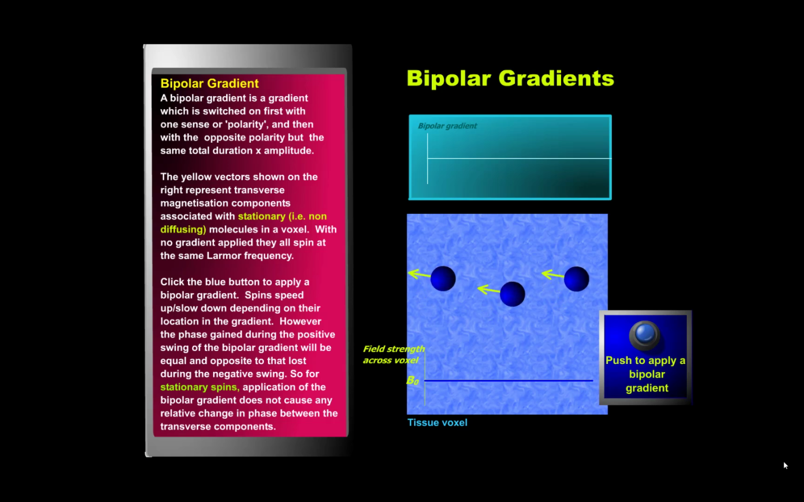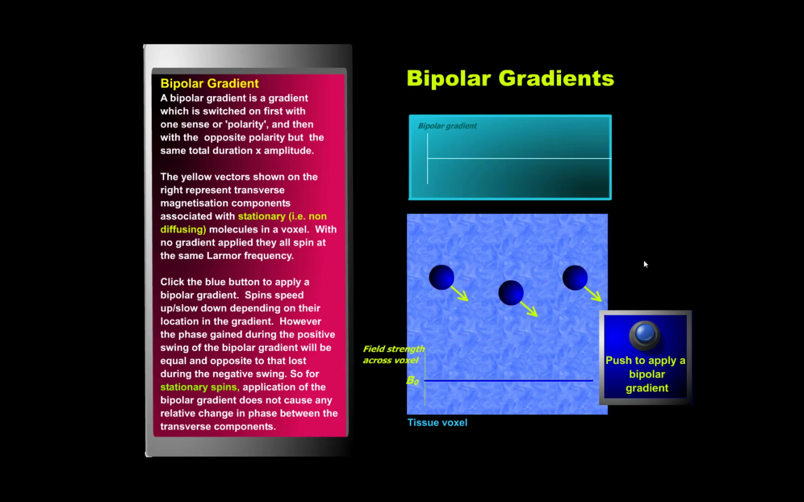They're at slightly different locations. They're all experiencing whatever the background field is, the B0 field, whether that's 1.5T or 3T. And because of that, they're all precessing at the same frequency. So we can see all 3 of them are precessing at the same frequency and are in step with one another. Okay? So when we switch on a bipolar gradient, what do we expect to happen to these spins?